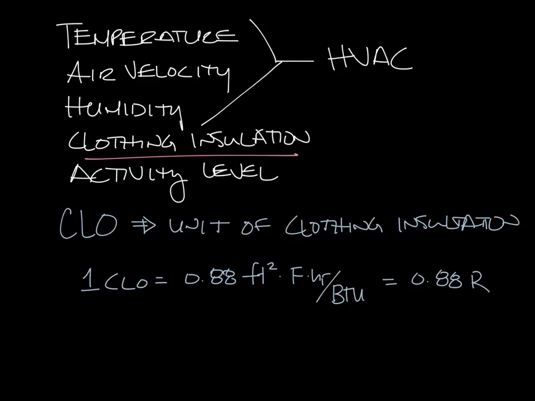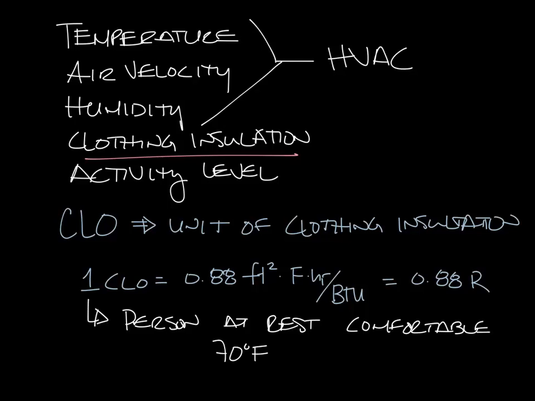So 1 CLO is the amount of insulation that allows a person at rest to maintain thermal equilibrium, which we'll call comfort, in an environment at 70 degrees Fahrenheit in a normally ventilated room. If it's warmer, the person wearing 1 CLO will sweat or be hot, and if it's colder, the person wearing 1 CLO will feel cold.